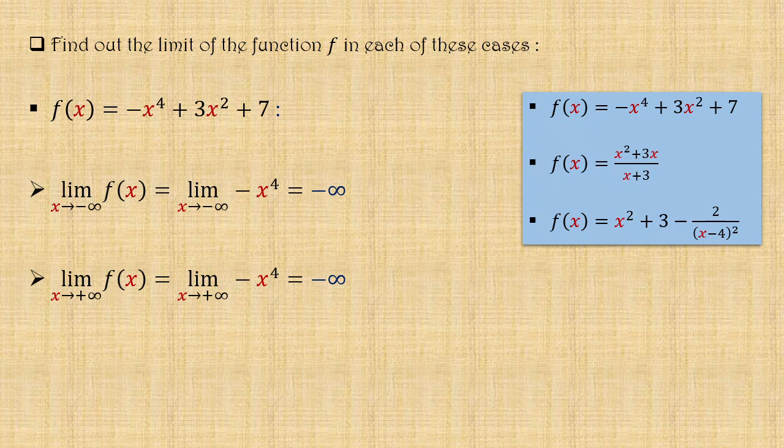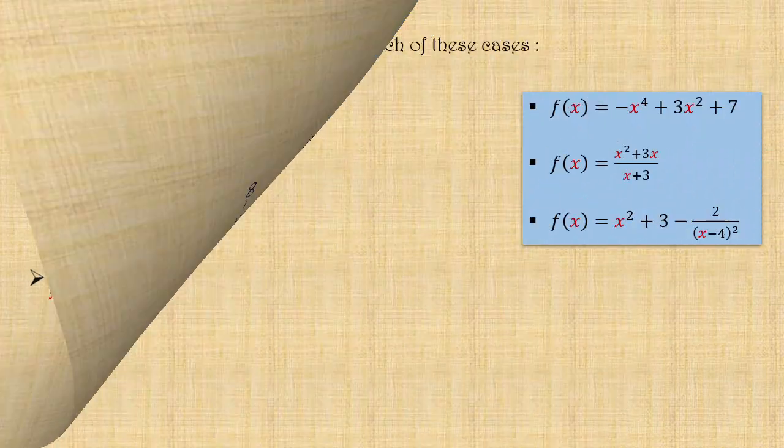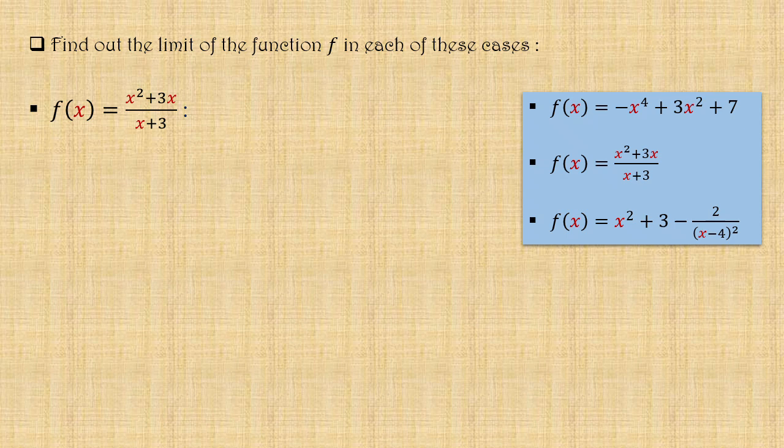Now let's move on to the second case. So in the case of a rational function, the limit of our function f, when x heads to negative infinity, equals the limit of the term of the highest power in its numerator, which is x squared, over the term of the highest power in its denominator, which is x, when x heads to negative infinity. And as these terms cancel out, it equals the limit of x, when x heads to negative infinity, that equals negative infinity.